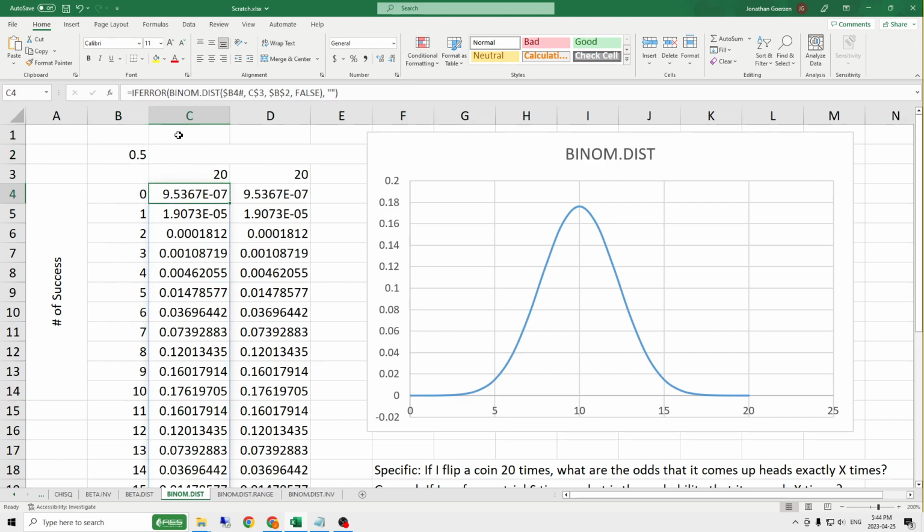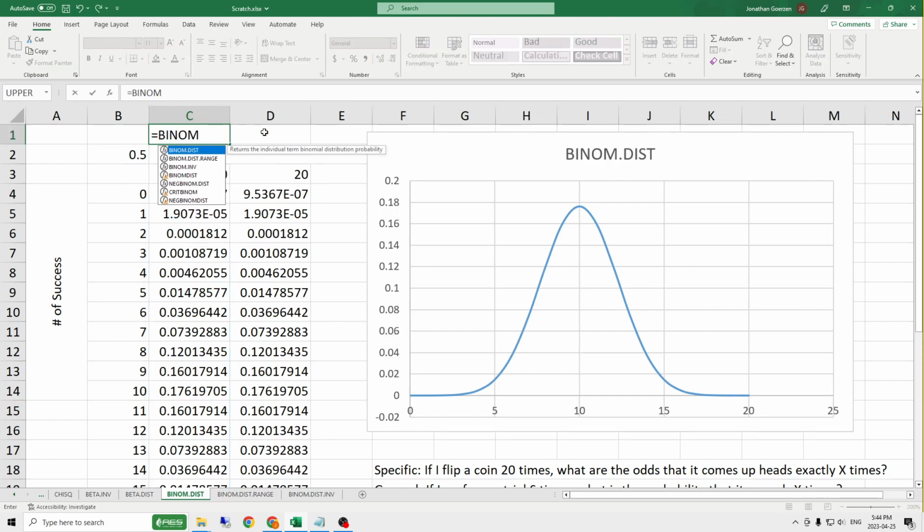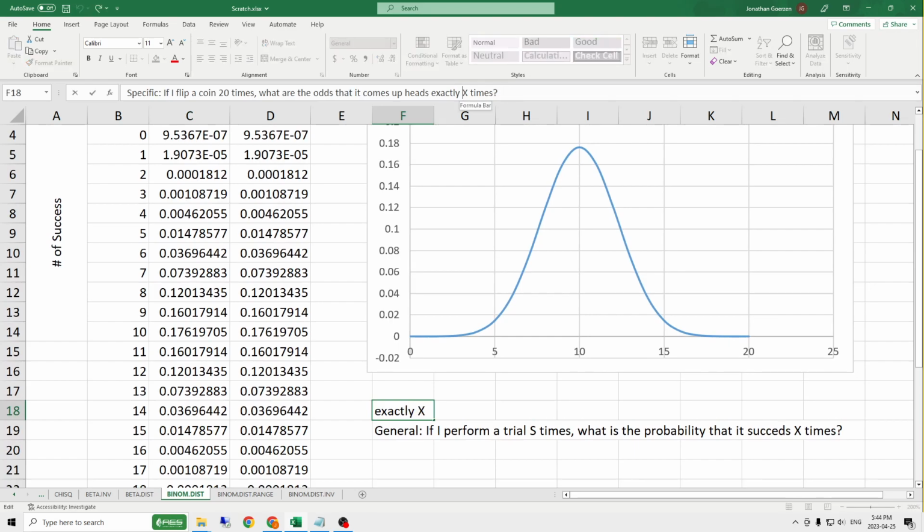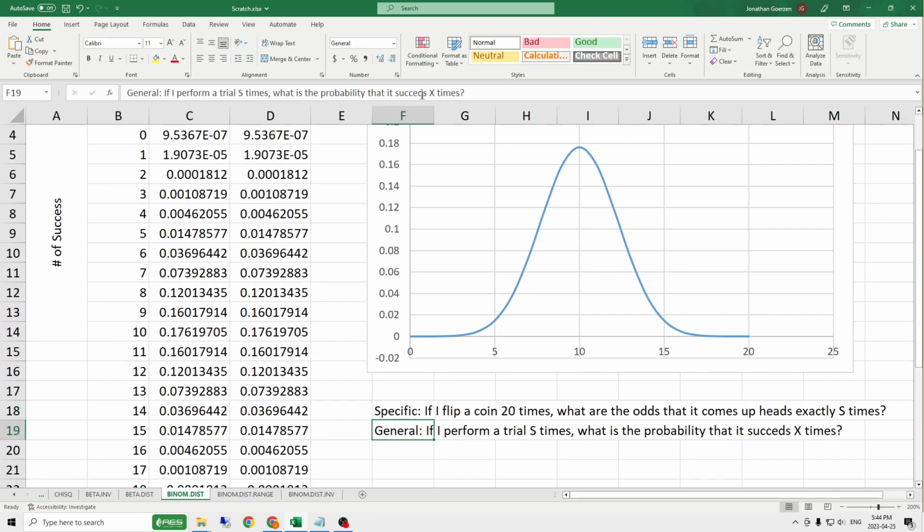And what we can see inside of this function, you know what, that's too complicated. Let's just go equals binom.dist. There we go. See, the first argument it takes is the number s. And the number s is going to account for the number of successes. It's asking, how many times do you want to see? What are the odds that it comes up exactly s times?